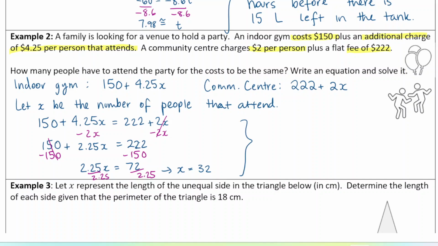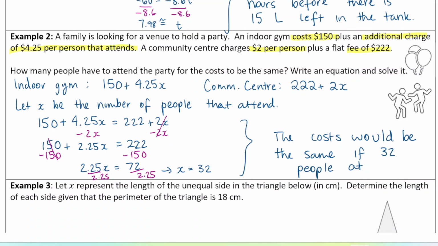So we're going to answer this with a sentence. The costs would be the same if 32 people attended.